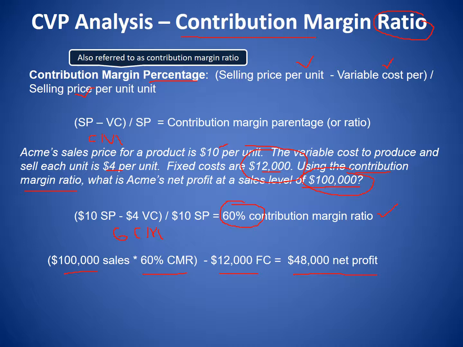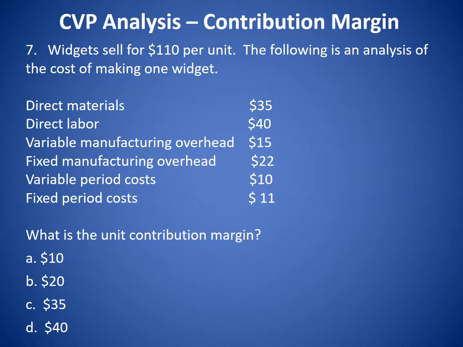Okay, now with that, we're going to go to a question again that I hacked up yesterday that I've revised, and it's completely clear now as opposed to the way I had written it. It was question number 7. Widgets sell for $110 a unit. And the following is an analysis of the cost of making one widget.